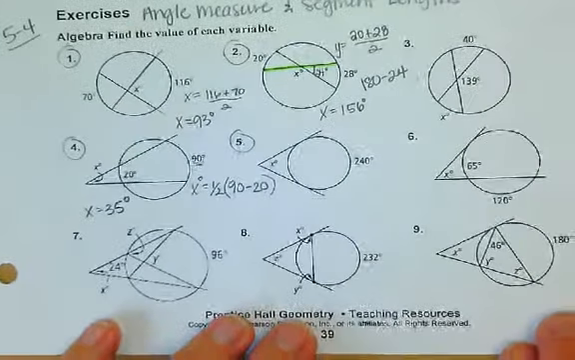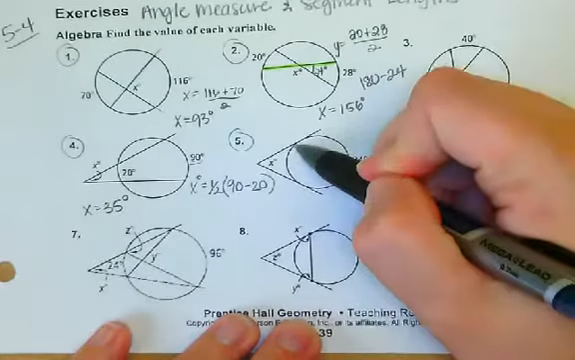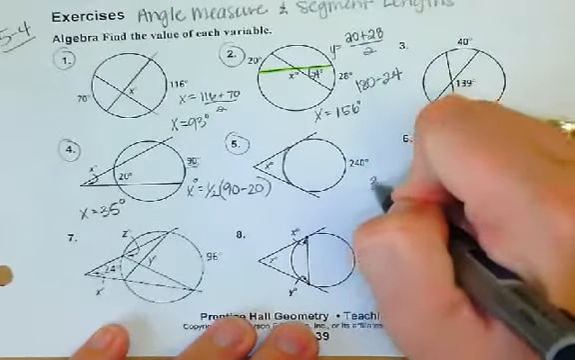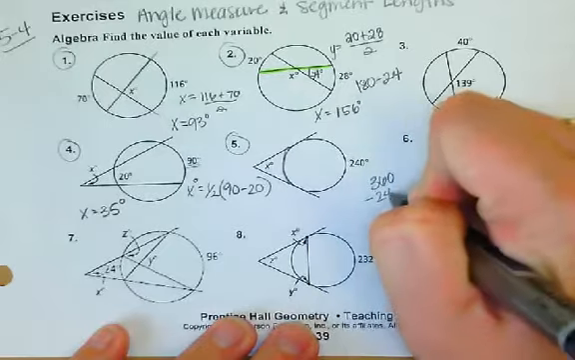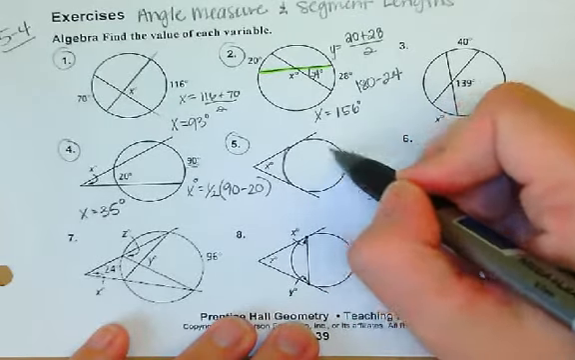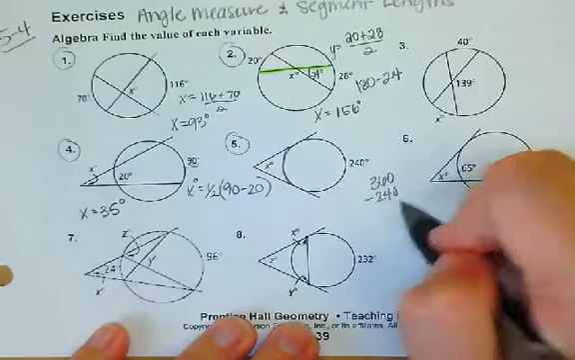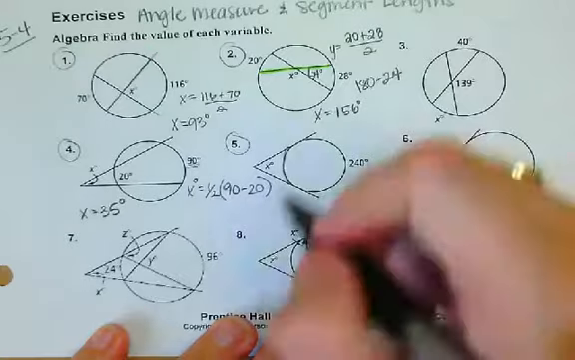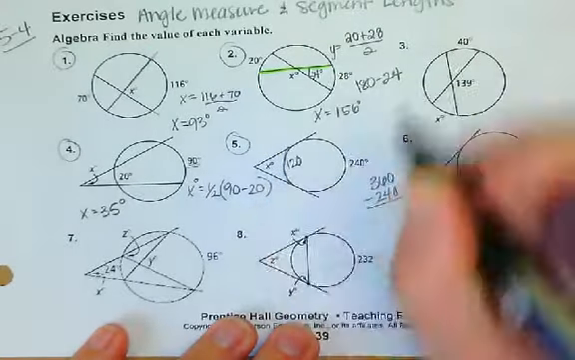Number 5 is a similar type problem. However, notice I don't have the measure for this arc here. So in order to find the measure of that arc, I'm going to say 360 minus 240. The whole circle has 360 degrees. I know this piece is 240, so I'm going to subtract that so I can find the measure of my missing arc there. It gives me a total of 120.